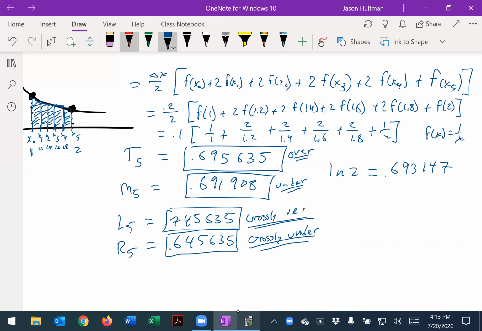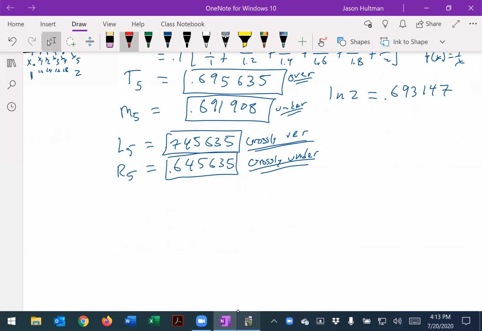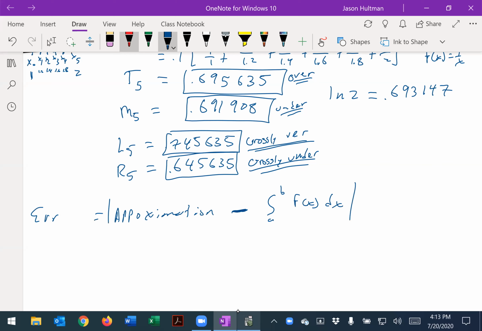Our error on any of these is just taking the approximation minus the actual integral, and then the absolute value, and this is going to give us our error. It's the approximation minus the actual value of the integral, and that gives us our error.